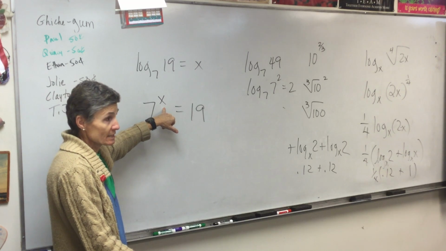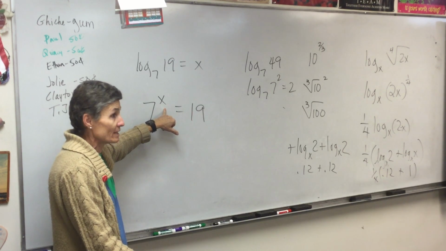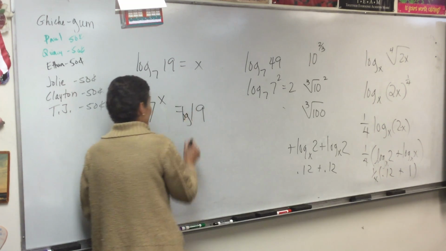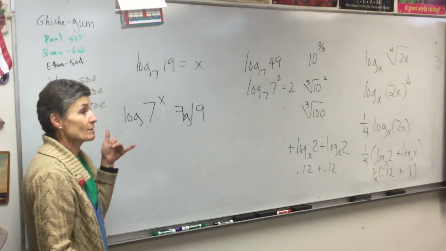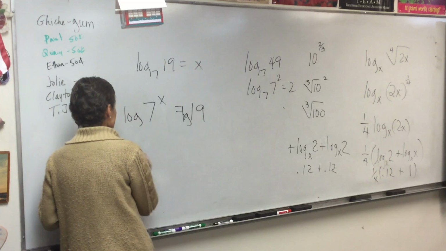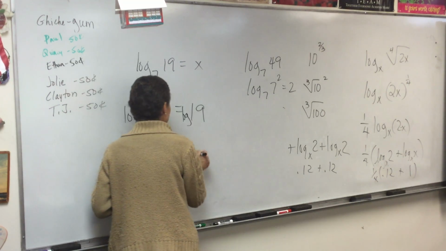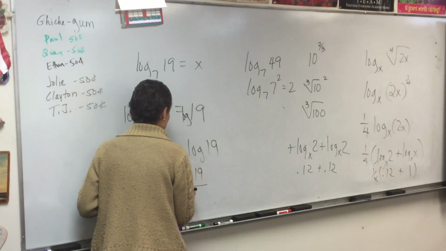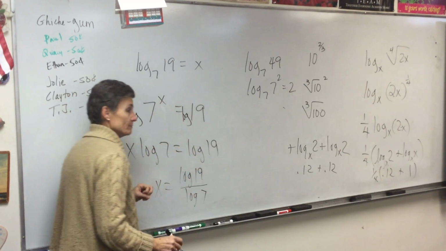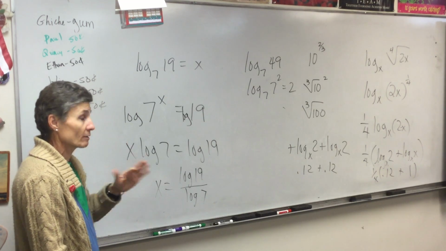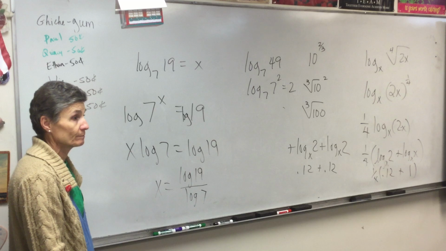And when the variable is an exponent, the only way to solve it is to log both sides. So now I'm putting logarithms back in. But the logarithms I'm putting back in are good logarithms because I can type them in on my calculator, right? So x is simply the log of 19 over the log of 7. So I type that in on my calculator and I'll get some 1 point something or other.